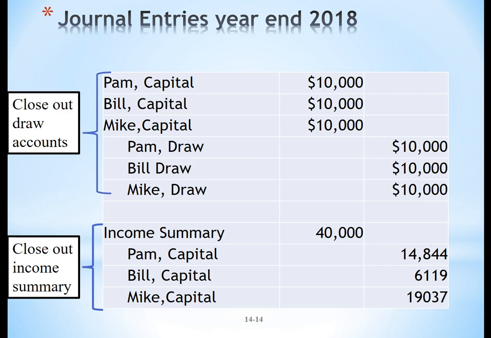So income summary would be debited by $40,000, and then we would increase Pam, Bill, and Mike's capital accounts by their share of the net income after the adjustment for the salary.